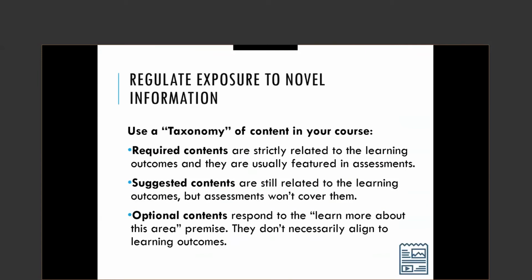My first recommendation would be use a taxonomy of content in your course. Think about, in your course, you might have required contents. If your course uses a required book, that is your required content right out of the get-go. So they are strictly related to the learning outcomes, and they are usually featured in class and in the assessments in your course. But then you have suggested content. They are still related to the learning outcomes, but the assessments might not necessarily cover them. And then you have the optional contents. They respond to the "learn more about this area" premise, and they don't necessarily align with the learning outcomes.